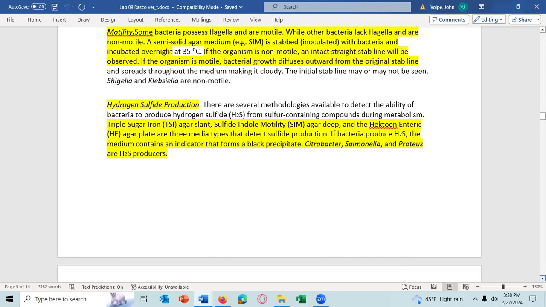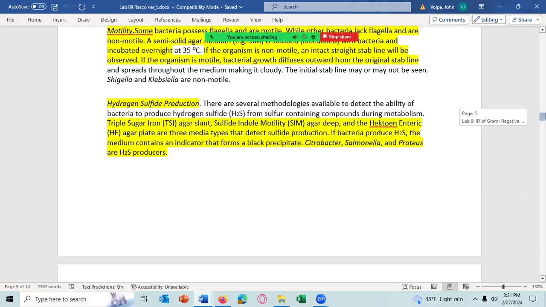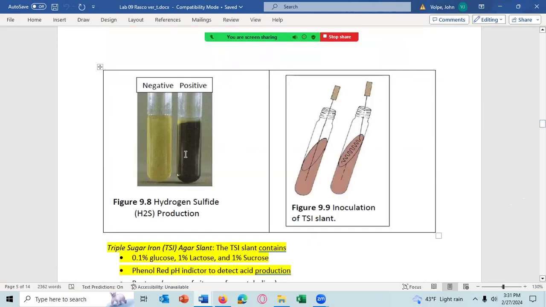The hydrogen sulfide test may be run on different tests. You can check for hydrogen sulfide production by running the triple sugar iron test or the TSI test, or the sulfide indole motility test, or the SIM test, or you can test hydrogen sulfide production on the HE plates or the Hektoen enteric plates. On each of these, the media will turn black if hydrogen sulfide is produced.